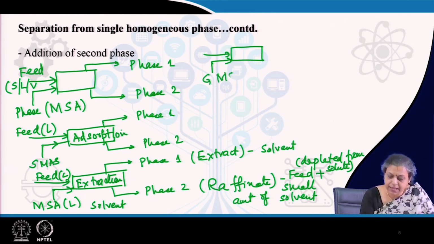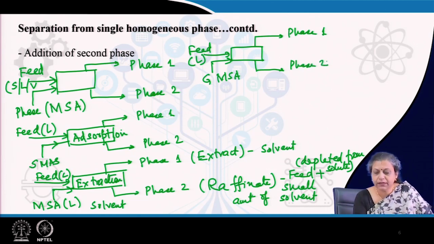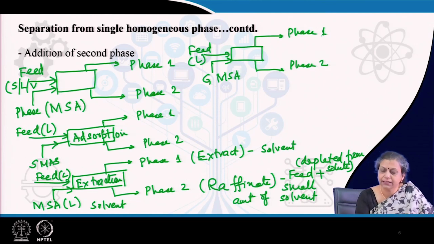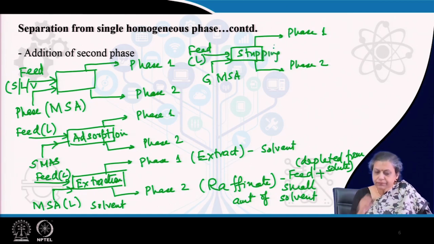A gaseous MSA. Under this condition, this is a liquid feed, and again the gas preferentially strips out certain components from the liquid, and then we get two products, product 1 and product 2. Definitely the gaseous product will be richer in the components that it has stripped off from the liquid. So, this process is known as stripping.